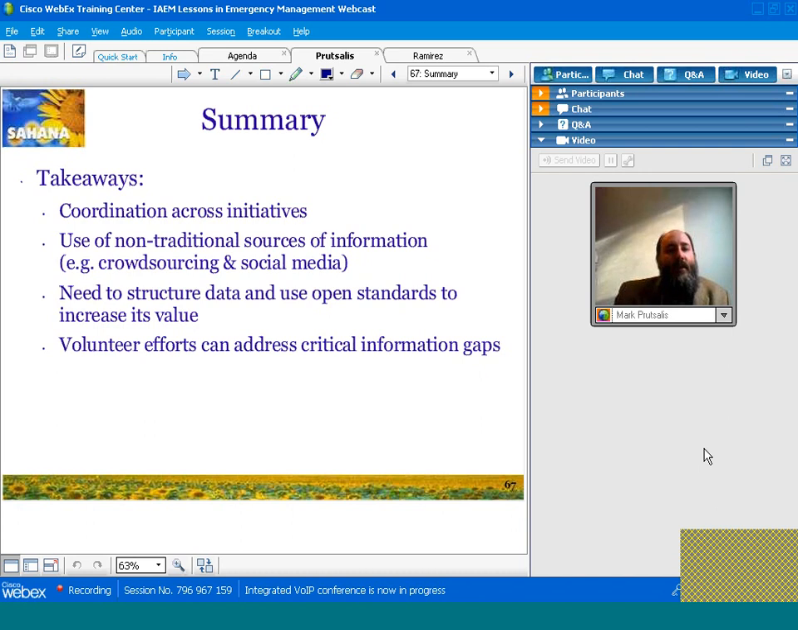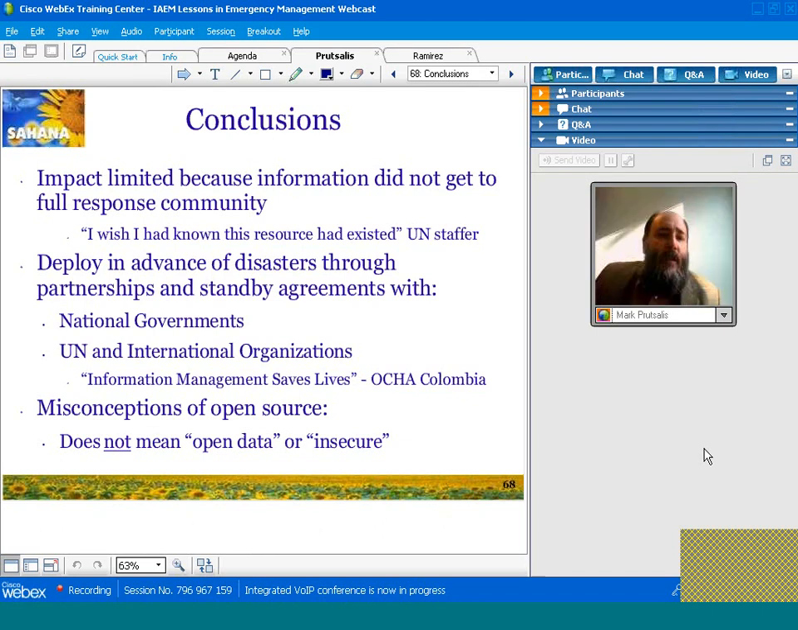In summary, I've talked a bit about the major takeaways and themes of the case studies, but in conclusion, I do want to note that the impact of the volunteer, open source, and technology community in the Haiti response was admittedly limited because sometimes the information did not get to the full response community. It was a volunteer effort outside of some particular relationships we made with the search and rescue and relief operations through Project 4636 and the hospital system.